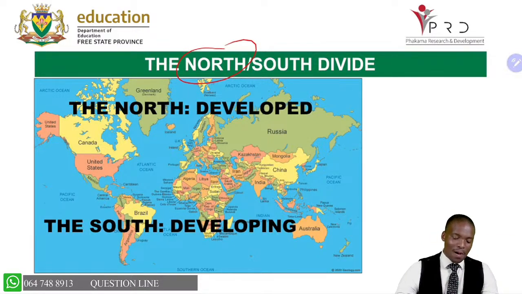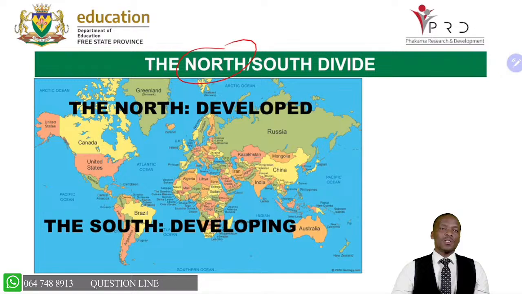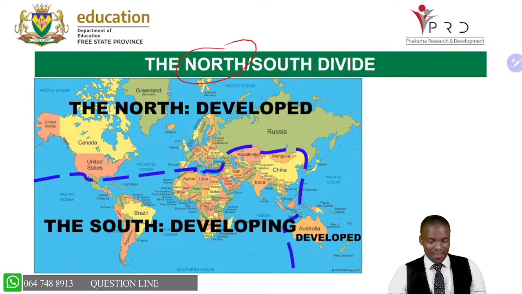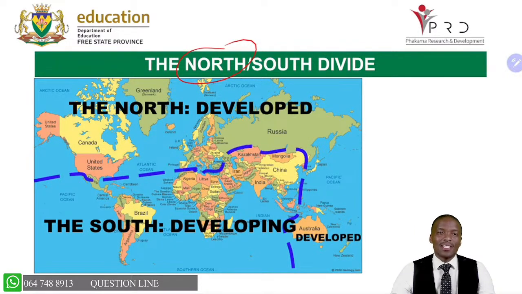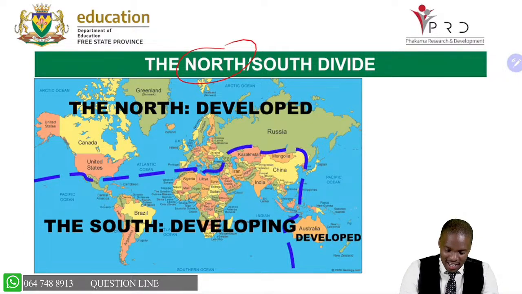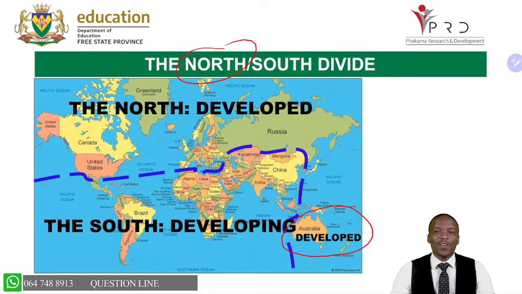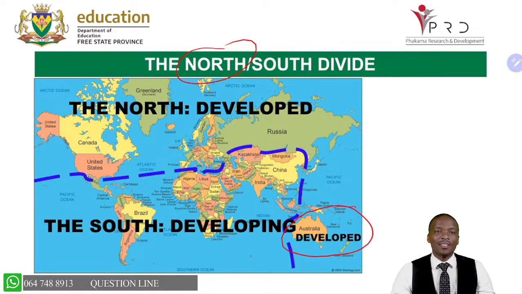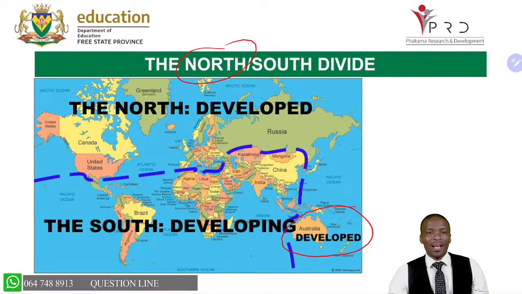In this map, I'm going to draw a line that shows the difference between the countries that are developed and the countries that are developing. Okay, there it is. Look at that. But here's the catch. If you look at Australia, it is in the south, but it is developed. So we need to be very careful when we talk about the issue of development. We are not saying all the countries that are in the north are developed and all the countries that are in the south are underdeveloped.